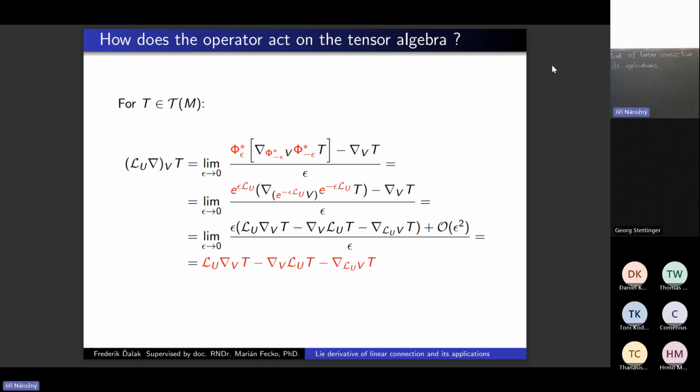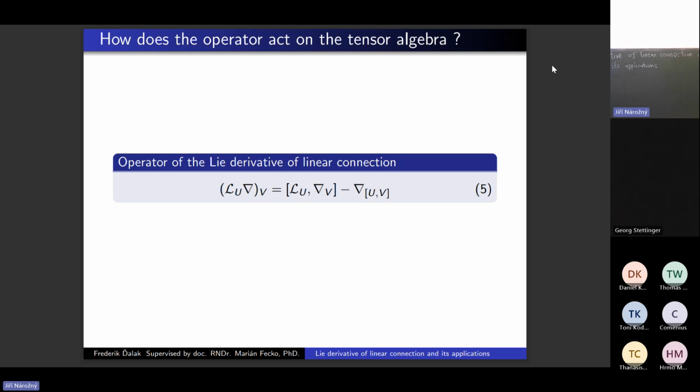So first of all, the first two terms represent some kind of a commutator of the Lie derivative in direction of u and the covariant derivative in direction of v acting on the tensor t. And then we have a minus term where we act on t with covariant derivative in direction of the Lie derivative of v in direction of u, which is just a commutator of u and v, obviously. So basically, this is our formula that we obtain for our operator.